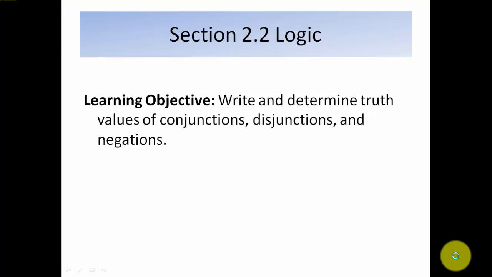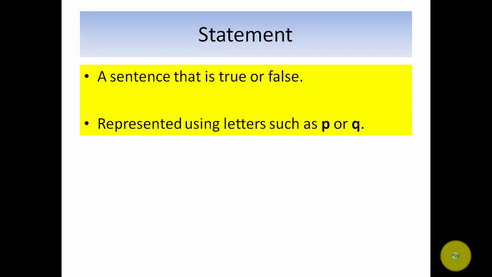This lesson is section 2.2, Logic. Our learning objective for today will be to write and determine truth values of conjunctions, disjunctions, and negations. So first let's talk the basics.